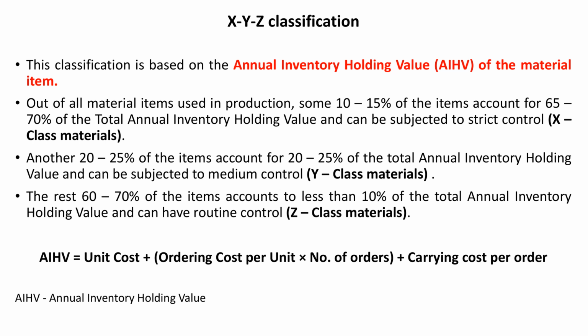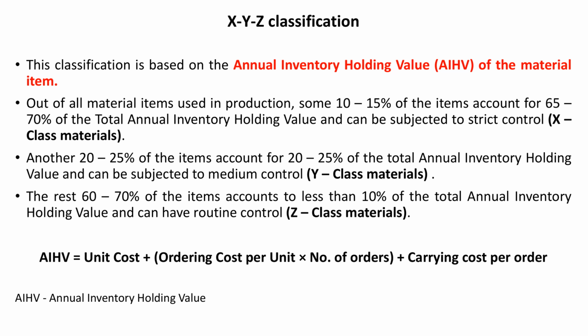Another 20 to 25% of the material items account for 20 to 25% of the total annual inventory holding value and can be subjected to medium control. And such material items can be classified as Y class materials. The rest 60 to 70% of the material items accounts to less than 10% of the total annual inventory holding value and can have routine control, and can be classified as Z class materials.